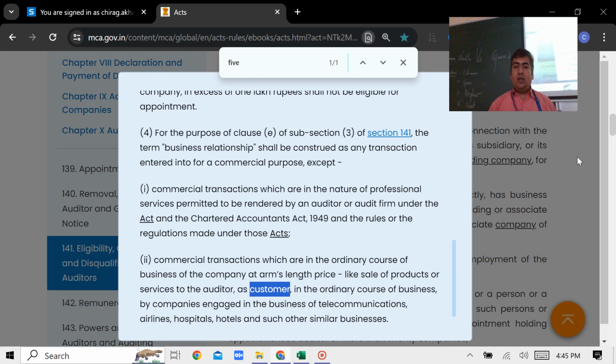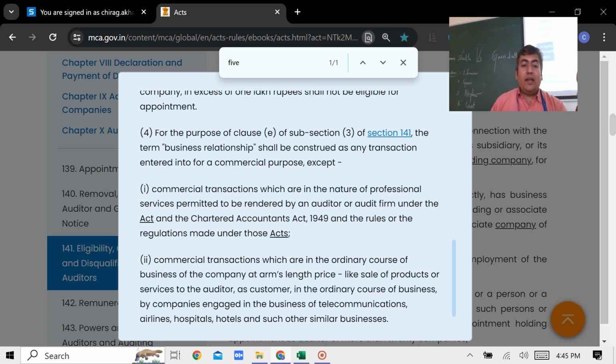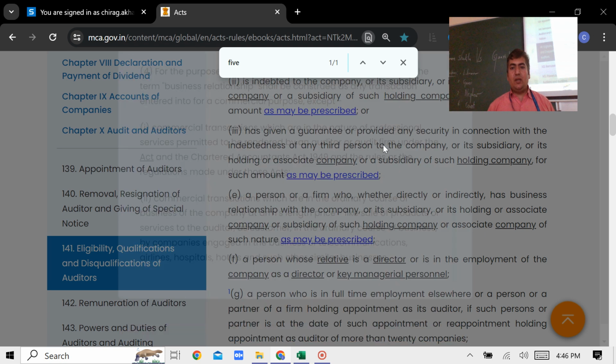It's allowed. And further it is written that generally it happens in telecommunications, like when you are recharging, you don't have any broker in between, directly you are doing it from the company's website. Net data, any recharge, airlines, hospitals, hotels and such other similar businesses. So I think this is clear in everyone's mind. I don't need to say much more, the point is understood here, okay.